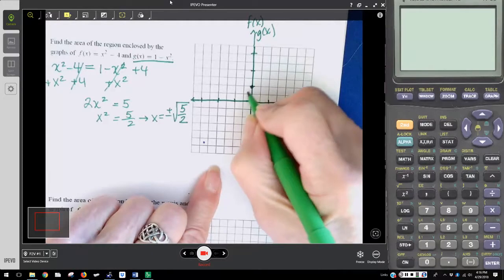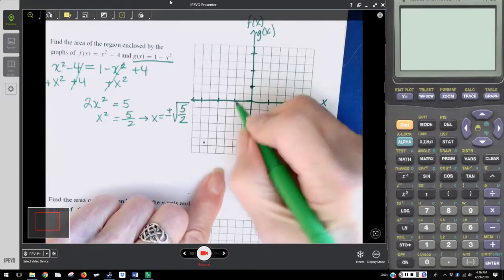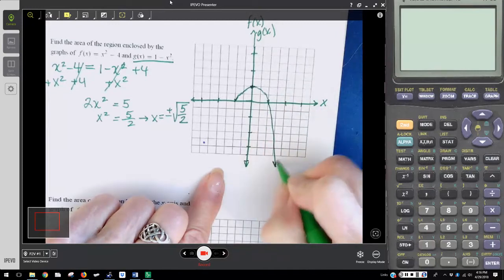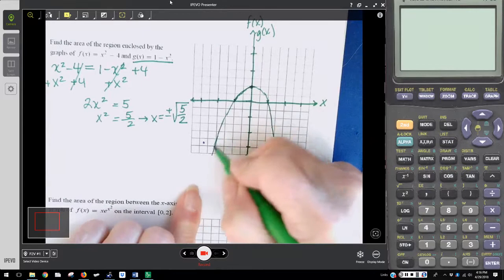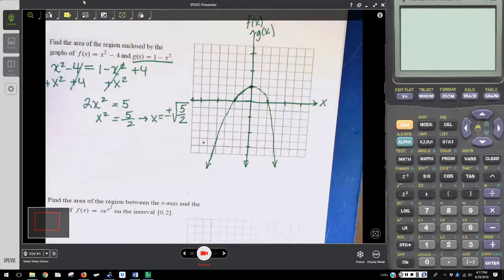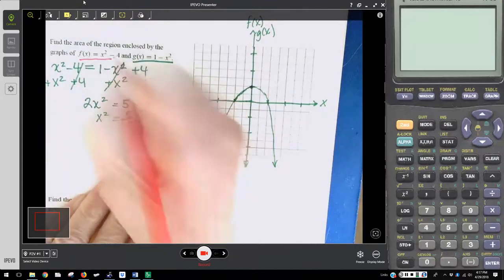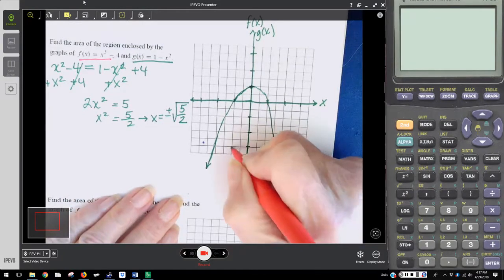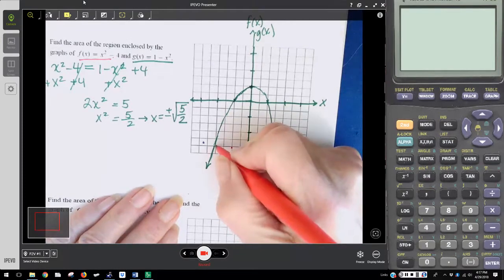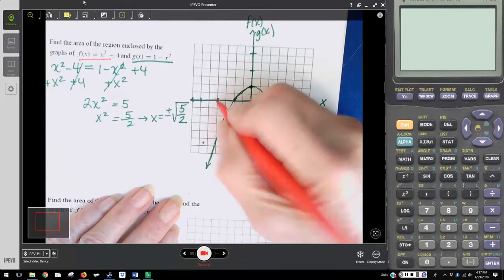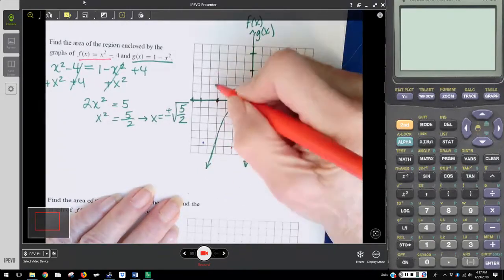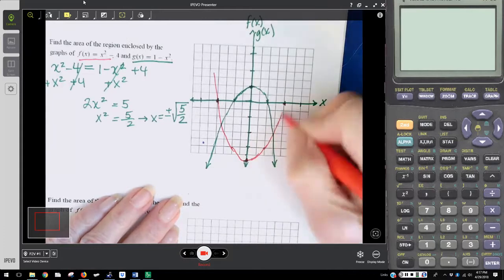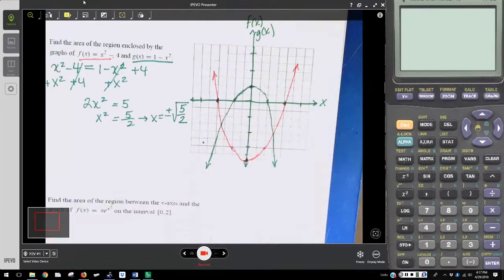So at this point, and I'm not telling you this is perfect, this is a sketch. There's that one. And then this one has a y-intercept of -4. So it looks like this. And the area that we're looking for is the enclosed area.